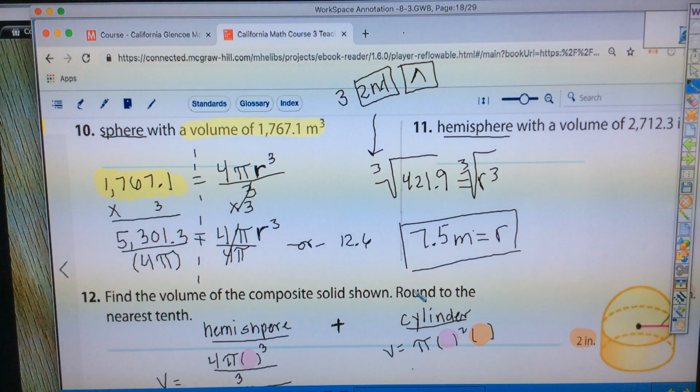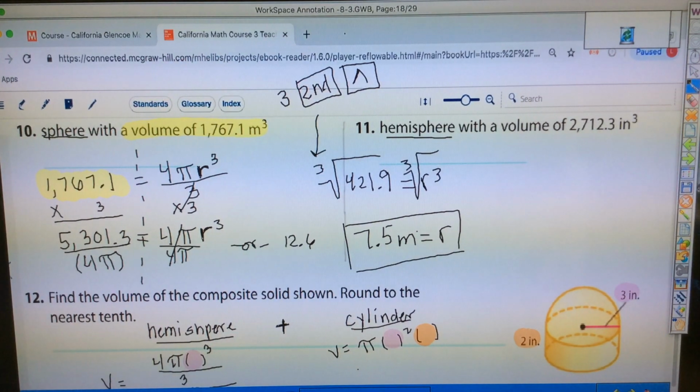11 is going to be similar. The difference is that it's a hemisphere. So you have actually one extra step to undo. So let's just plug it in here. This is the work for 11.